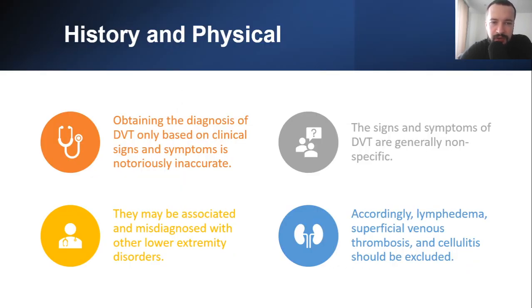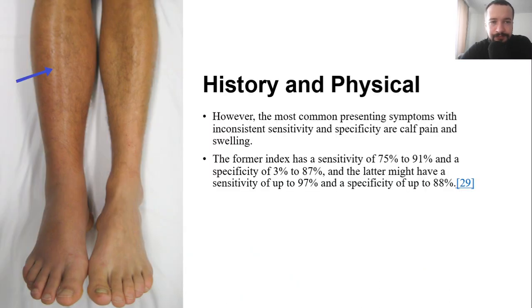Obtaining the diagnosis of DVT based only on clinical signs and symptoms is notoriously inaccurate. The signs and symptoms of DVT are generally non-specific. They may be associated with and misdiagnosed as other lower extremity disorders. Accordingly, lymphedema, superficial venous thrombosis, and cellulitis should be excluded.